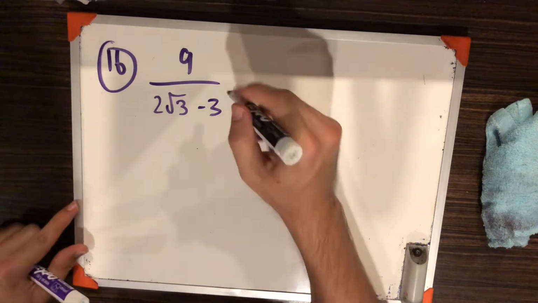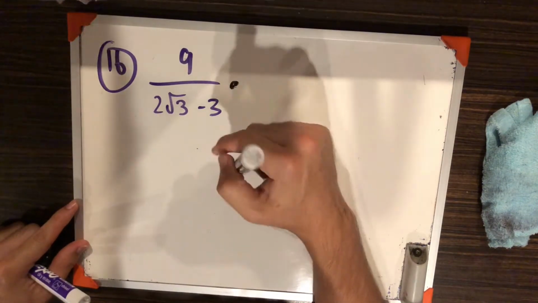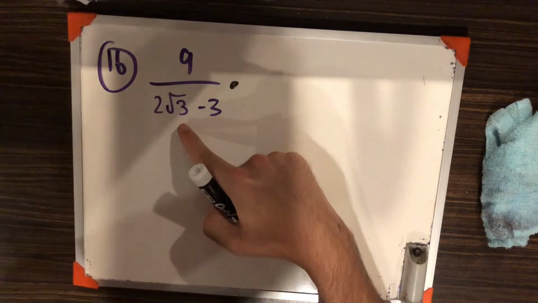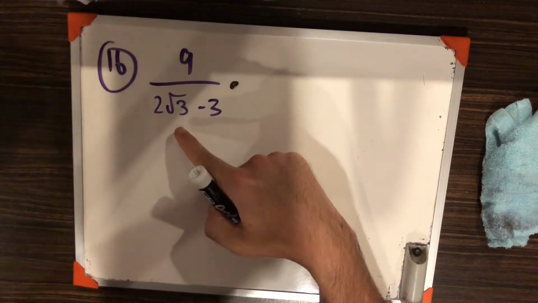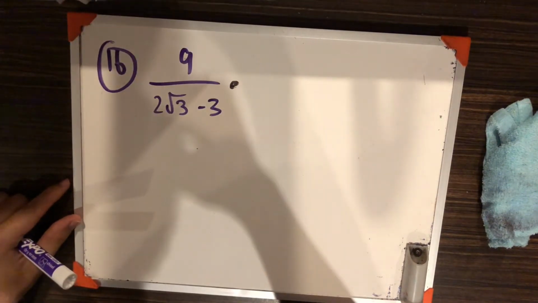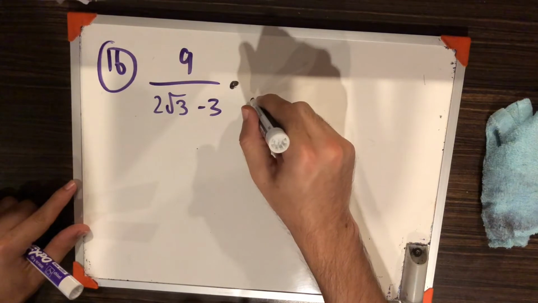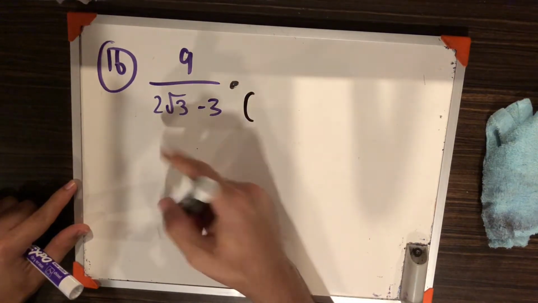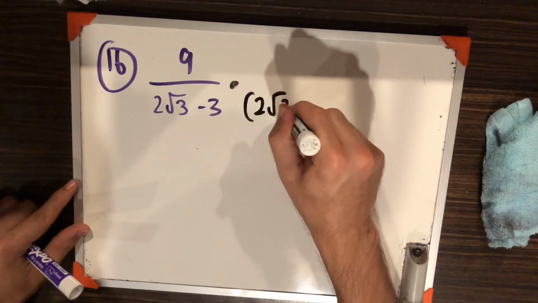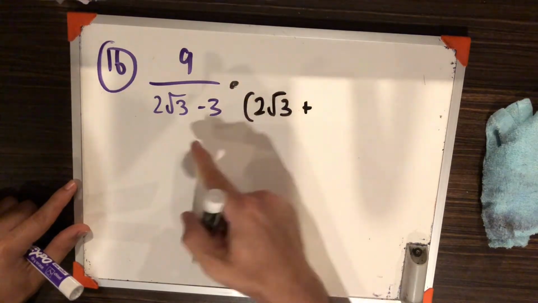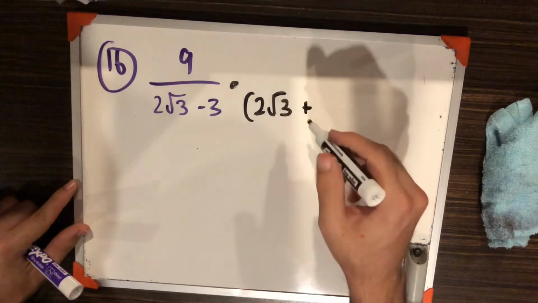All right, for 16, I'm calling you to rationalize this. Again, if there's a radical on the bottom, you have to get rid of that. So this is called rationalizing. How you rationalize this, or get rid of the radical on the bottom, is you basically rewrite this, except there's a plus sign instead of a negative sign, or you just make it the opposite sign.